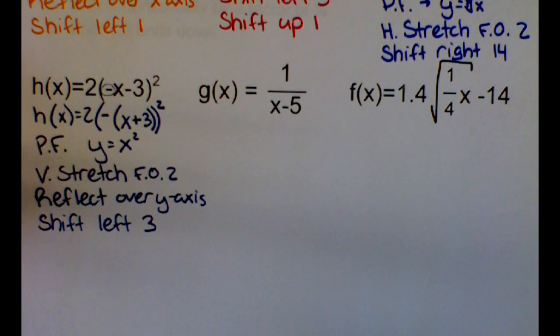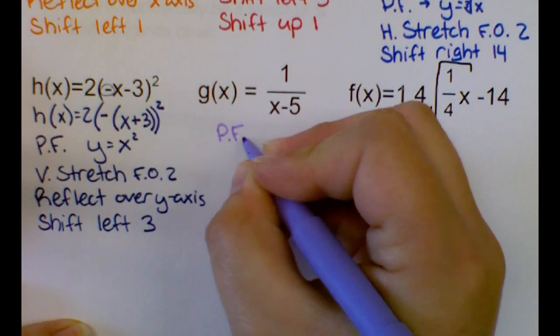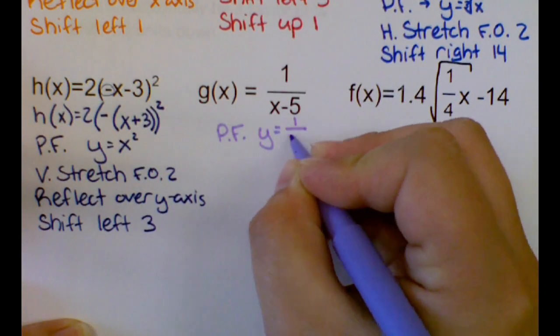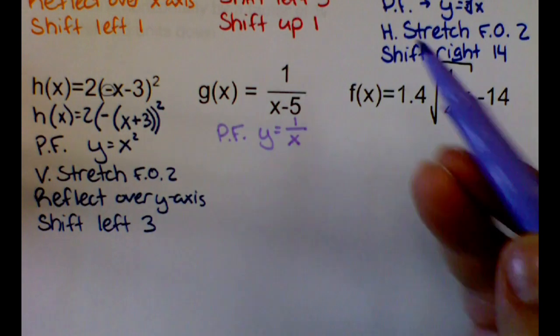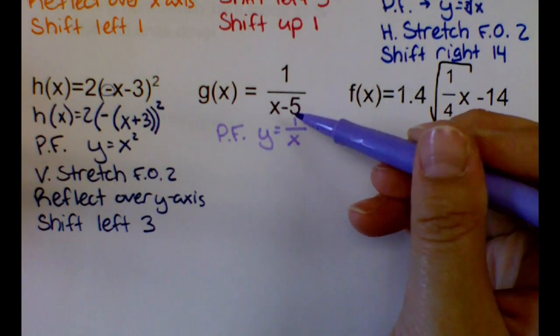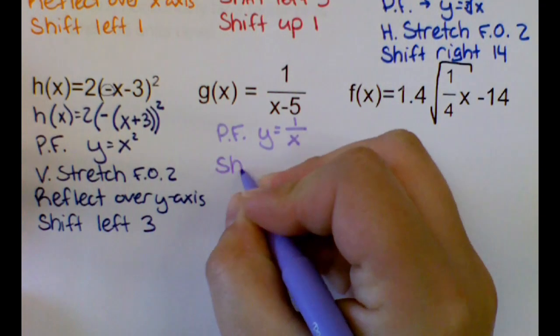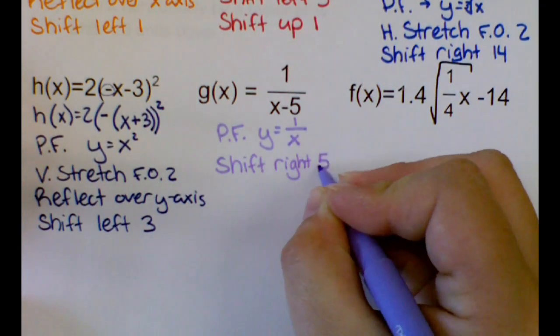All right, g of x equals 1 over x minus 5. This time, my parent function is actually y equals 1 over x. That's one of our basic parent functions. All I see is a minus 5 in with the x in the denominator. That means it's the left and right, so it's a shift. It's right because it's a minus of 5.